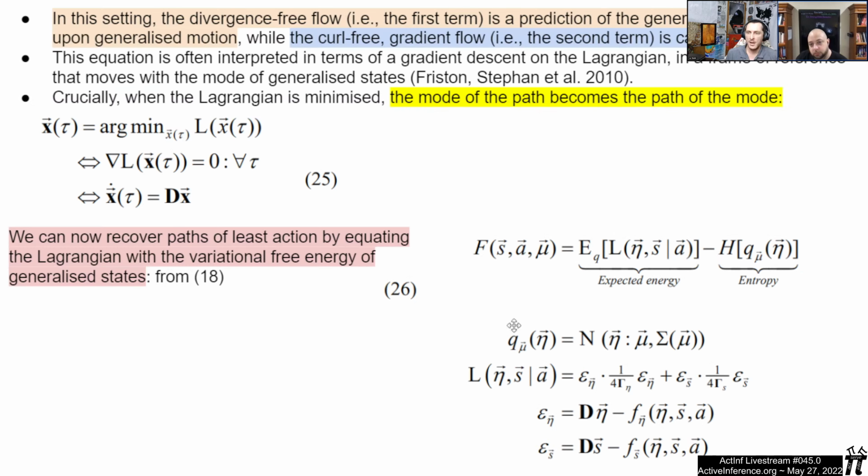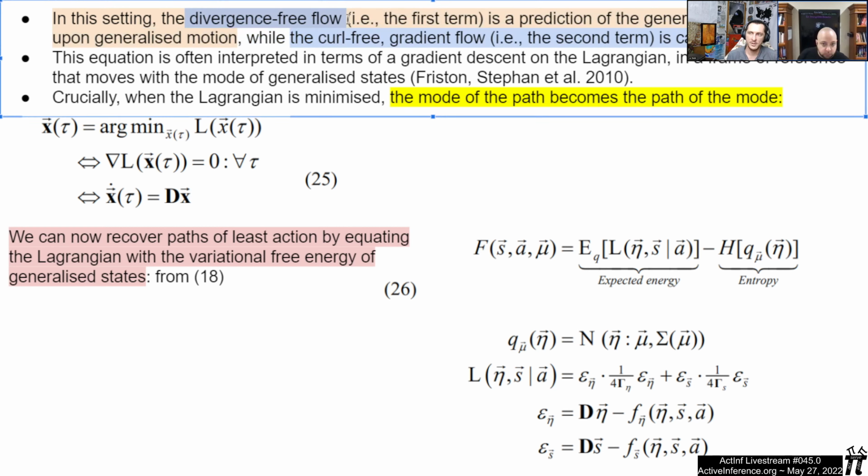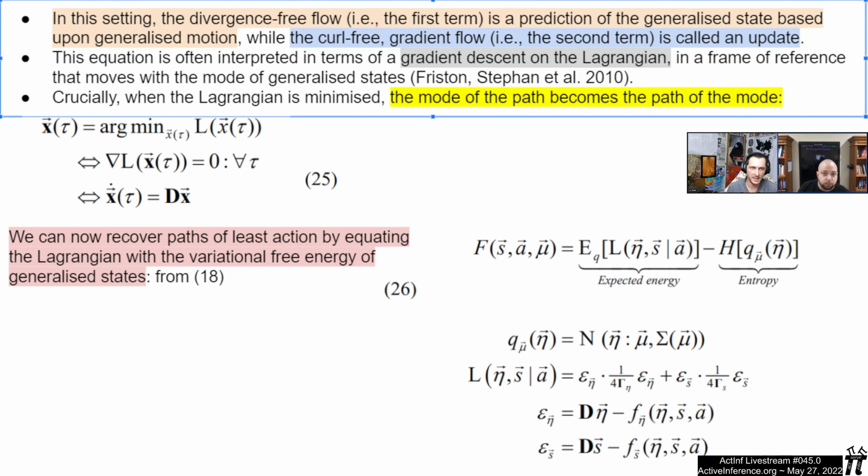In equation 25 and 26, they continue describing, using that Helmholtz decomposition, the divergence free flow and the curl free flow in terms of the gradient descent on a Lagrangian. That'll be helpful to learn what they mean. And then, crucially, when that is minimized, the mode of the path becomes the path of the mode.